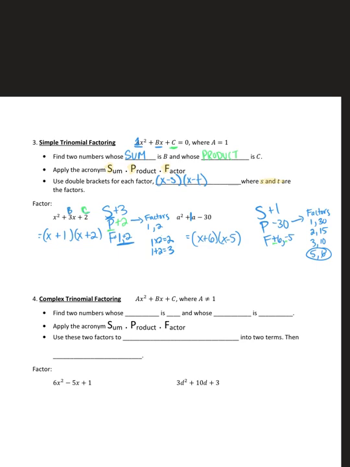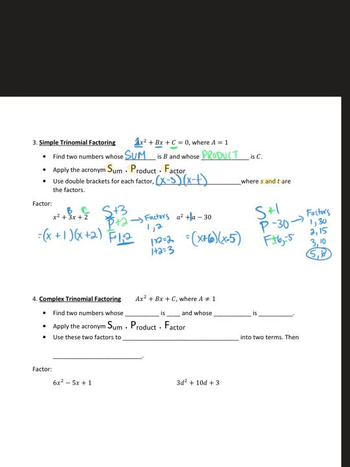So I knew 6 and 5, I could make that subtract to 1 somehow, but I needed it to subtract to a positive 1. So if I need this sum to be a positive 1, then I needed the bigger factor to be positive for that to happen. So a positive 6 minus 5 will be a plus 1. So we just put those factors inside of our bracket. So you have x plus 6 and x minus 5.